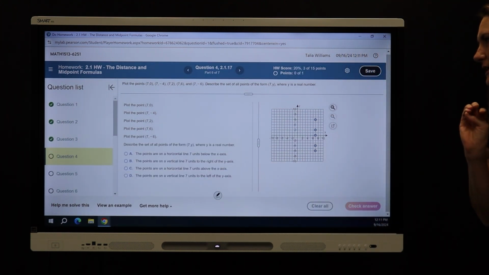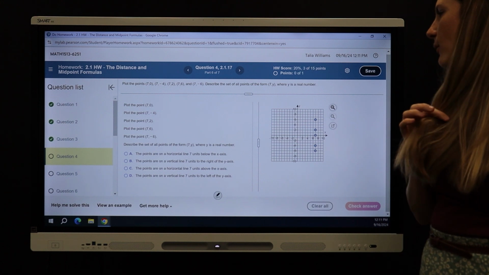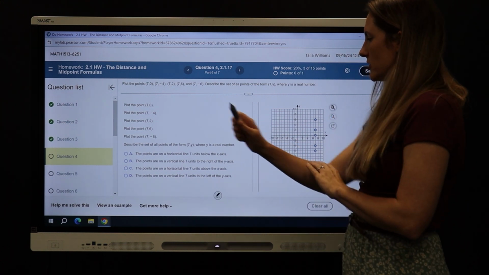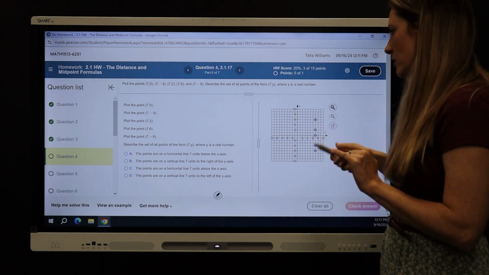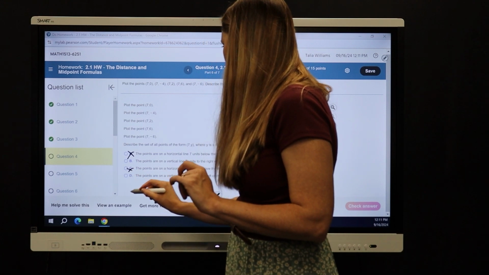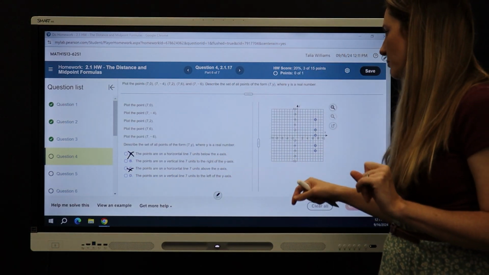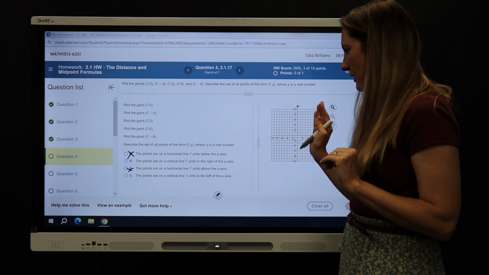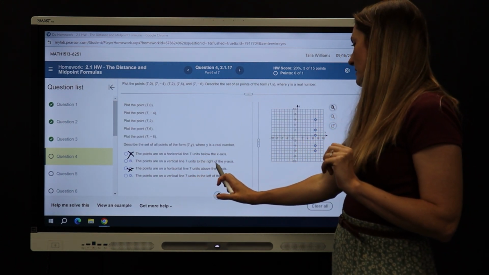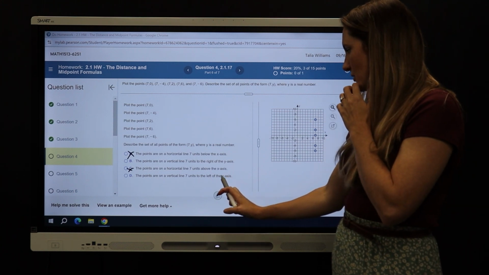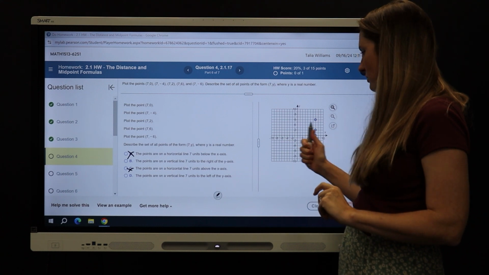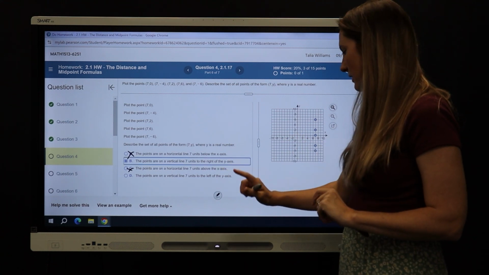All right. Describe the set of all points of the form (7, y), where y is a real number. The points are on a horizontal line. Remember, horizontal is left and right, so it's not A or C, because those both say horizontal. So the points are on a vertical line, which is up and down. That's what we have. 7 units to the right of the y-axis, or 7 units to the left of the y-axis. So here's our y-axis. It went to the positive right.